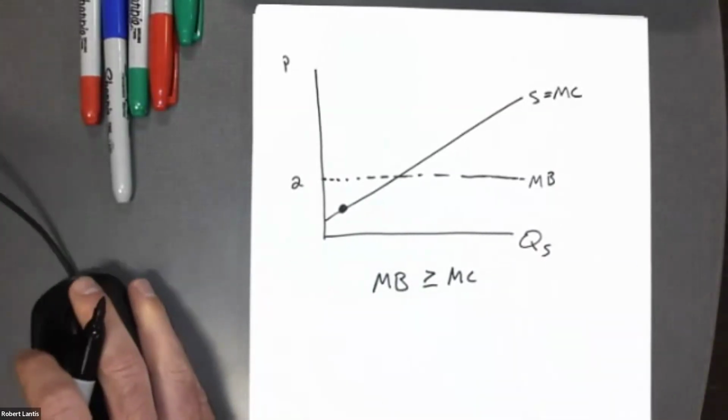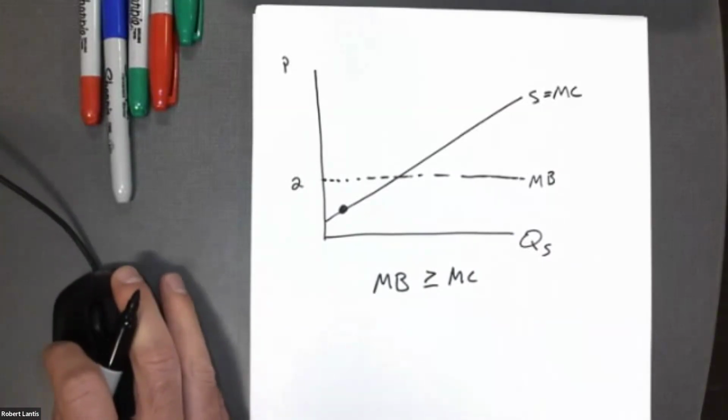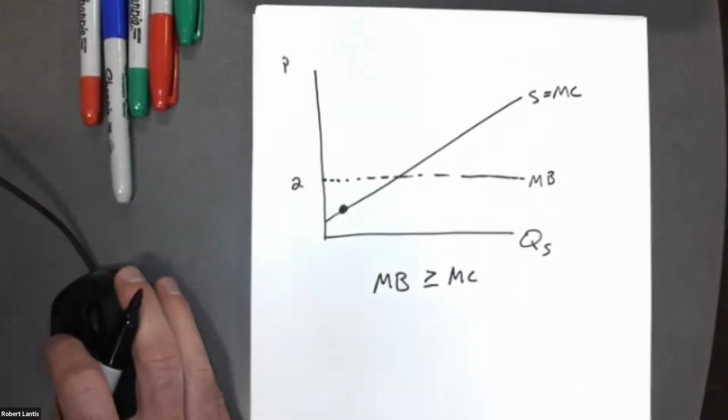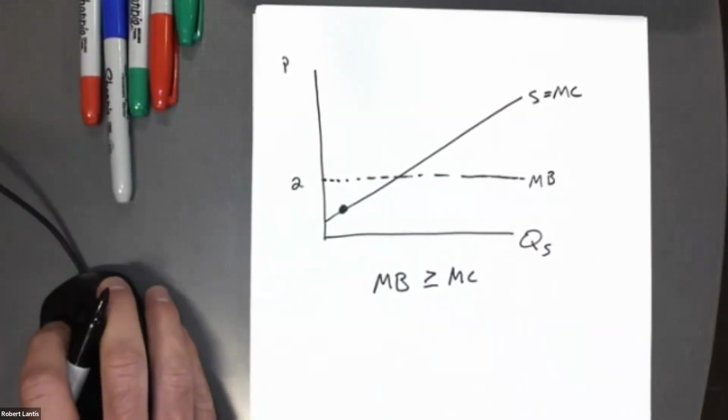So at that price of $2, let me make sure the numbers line up there. What did we have? I had in my example, at $2, it was 6. Okay.